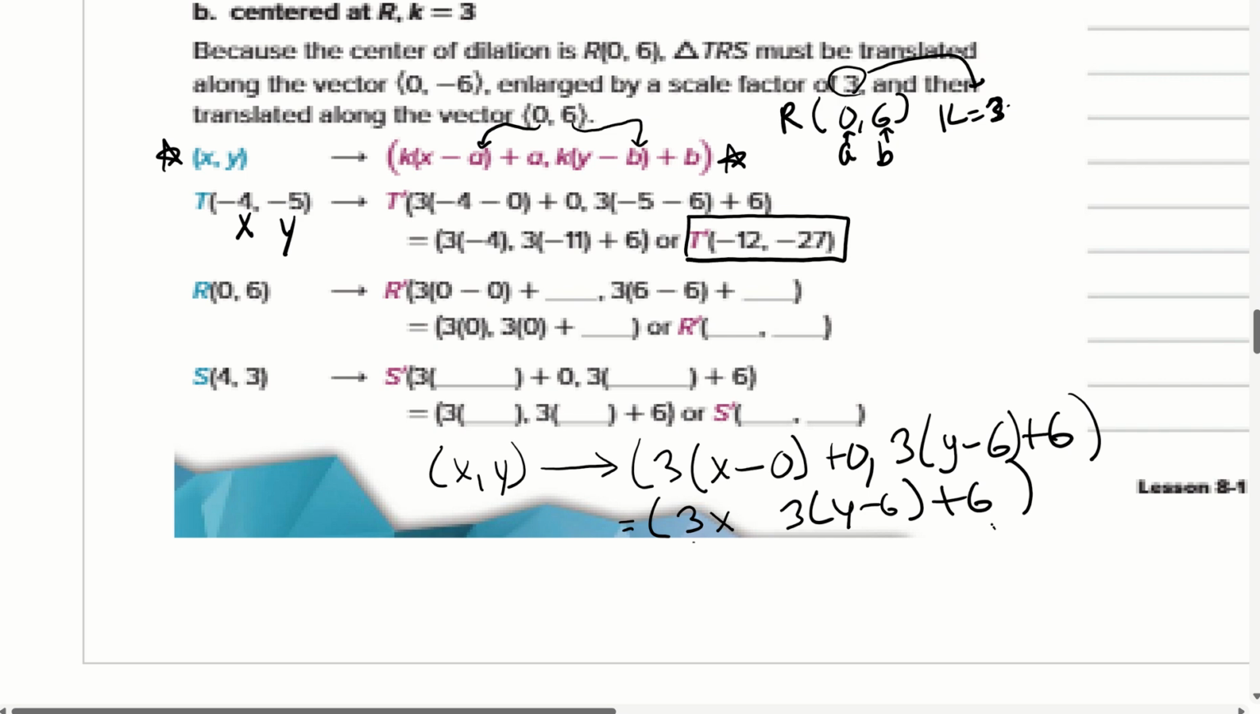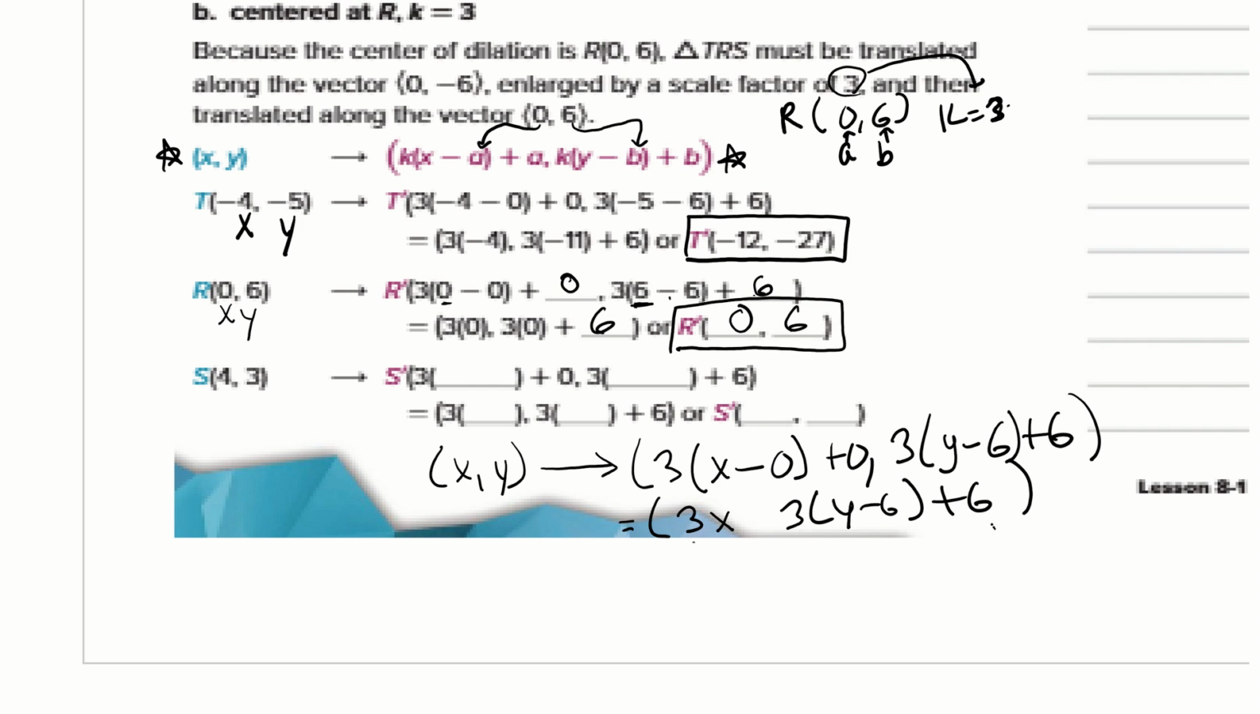Now they're going to have us do R now. So this is going to be my x, this is going to be my y. So plug in 0 in for x, right? And then this is going to be my a, which is 0. And then we got 3 times my y, which was 6, minus 6 plus the b, which is 6. But we know that 3 times 0 is just 0, right? So it's going to be 0. And then 3 times 6 minus 6 is 0. 3 times 0 is 0. And 0 plus 6 is 6. So we get our R prime.